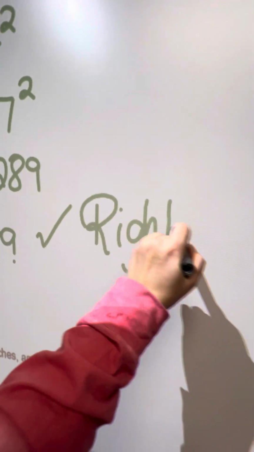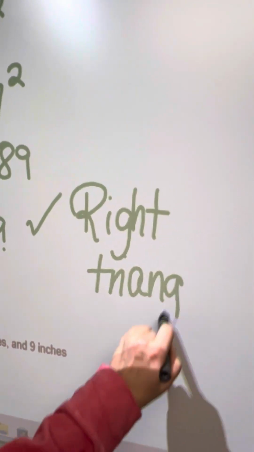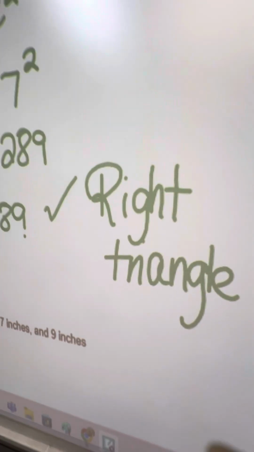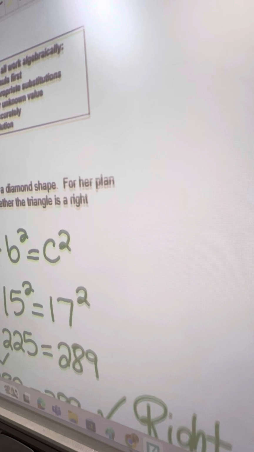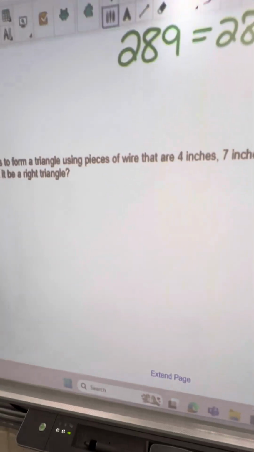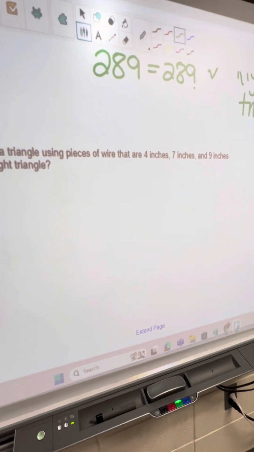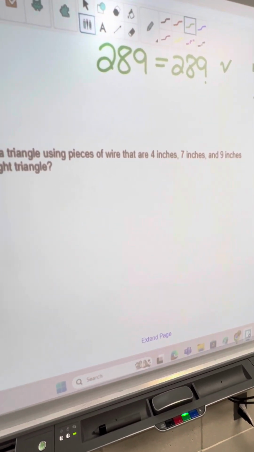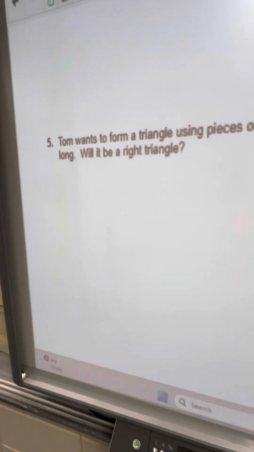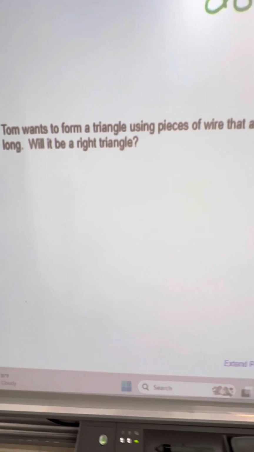So this is how you would figure out if it is a right triangle or not, using just the side lengths given to you and not knowing for sure that it is a right triangle or not. Now this bottom question that I have here is Tom's trying to figure out if he does have a right triangle using the wire pieces that he has, which are 4 inches, 7 inches, and 9 inches. So he's trying to figure out if it's going to cause us to have a right triangle or not.